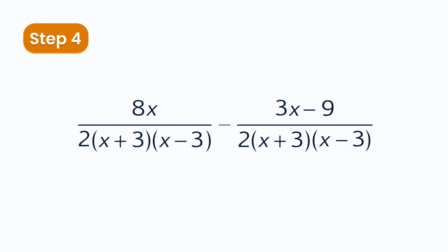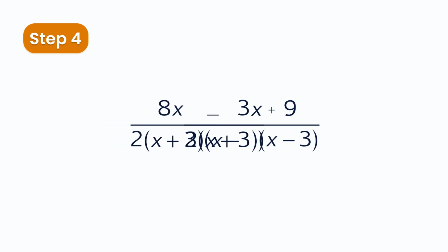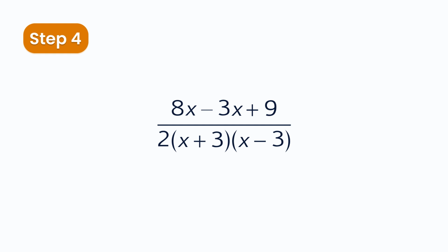Now, both fractions have a common denominator. You perform the subtraction. This gives you 8x minus 3x plus 9 all over 2 times the quantity x plus 3 times the quantity x minus 3. Notice the change of signs in the numerator. You combine like terms in the numerator and get 5x plus 9 over 2 times the quantity x plus 3 times the quantity x minus 3.